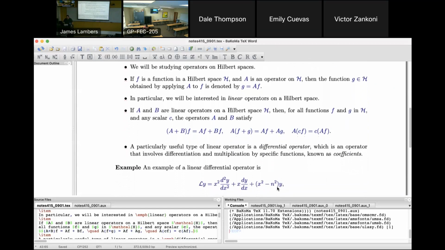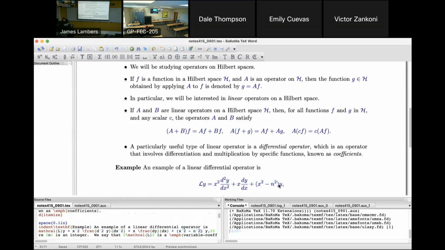Here's an example right here. I'm using a fancy L, or calligraphic L, to refer to a differential operator. What does the differential operator do? It's acting on the function y, that's the input. To get the output, I take the second derivative of y and multiply that by x squared, plus y prime times x, and then plus this function times y.